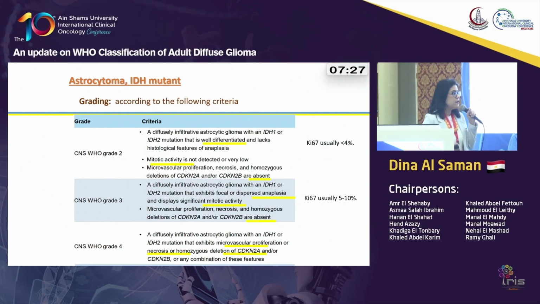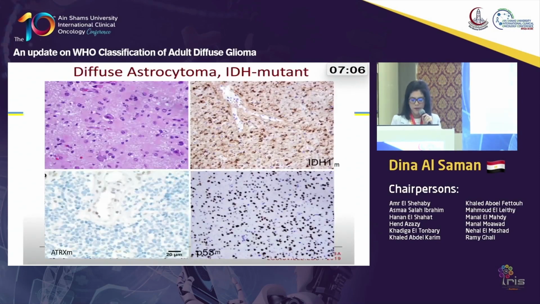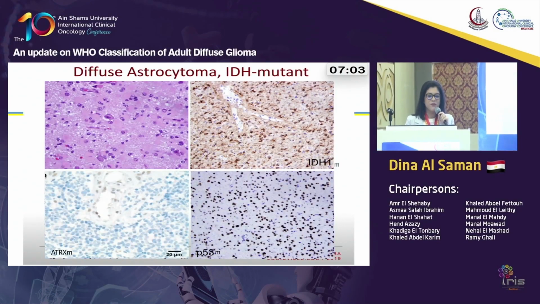Grade 4 is diagnosed when I have MVPs, microvascular proliferations, necrosis, and for sure extensive anaplasia, brisk mitosis, and lots of mitosis. If I do testing for CDKN2A and N2B and I have homozygous deletions or loss of heterozygosity, this strongly supports that I have reached the grade 4 anaplastic IDH-mutant astrocytoma.